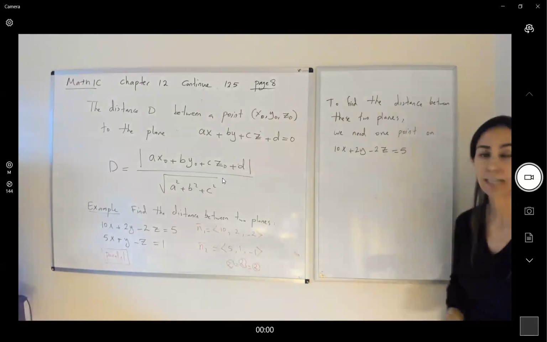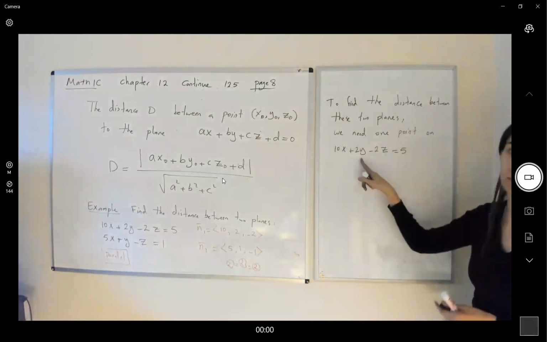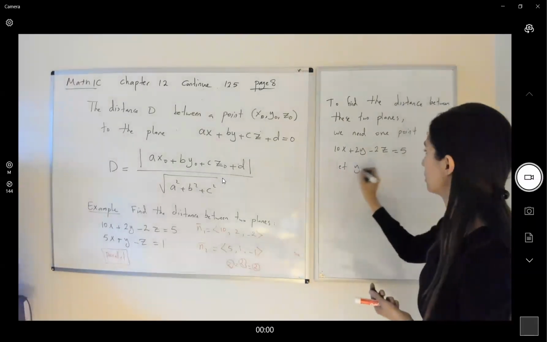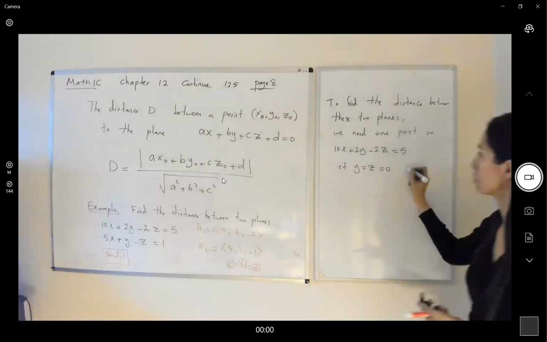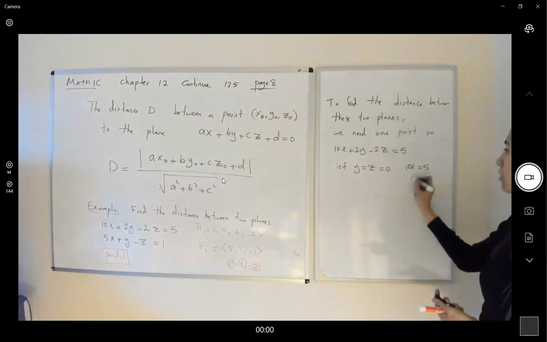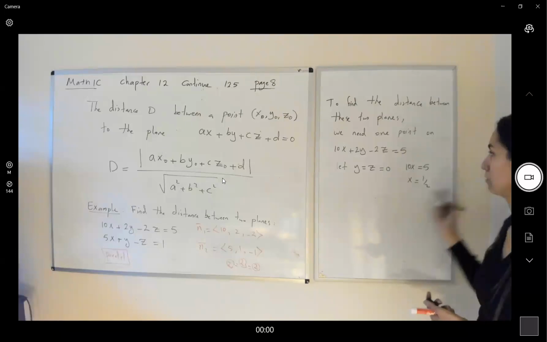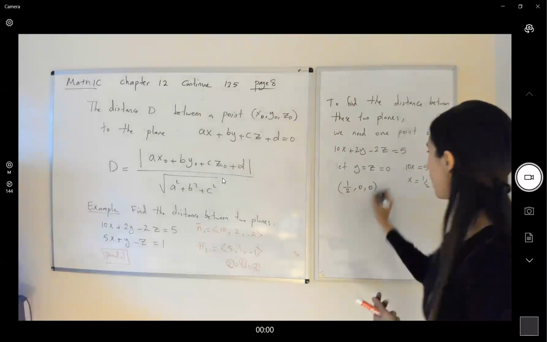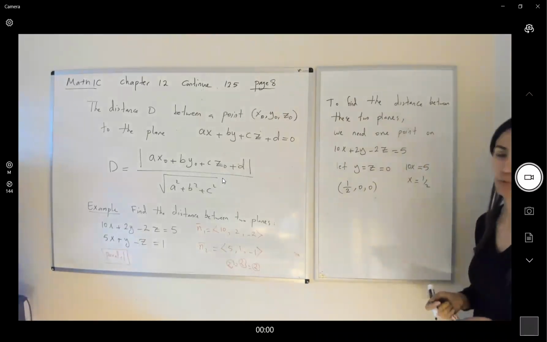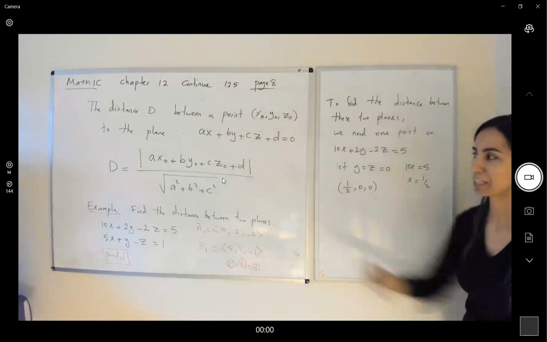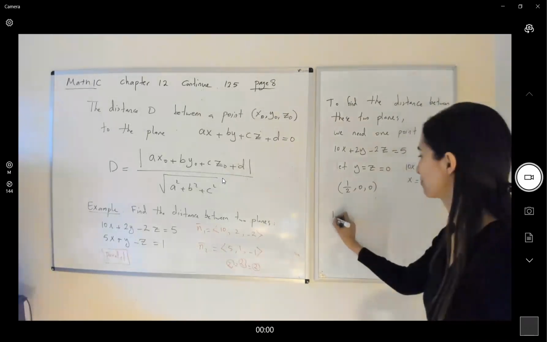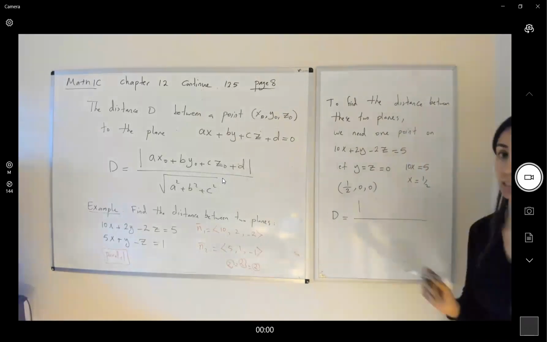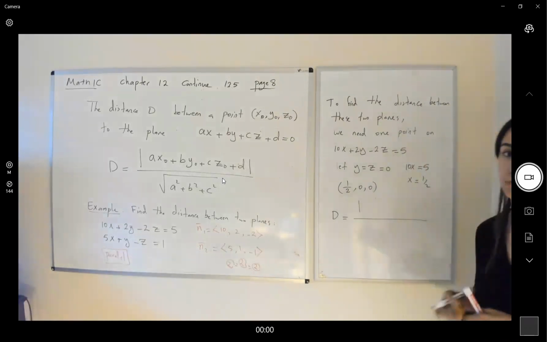How do we find that point? We can just say y is 0, z is 0, let y equal z equal 0. So 10x is 5, x is a half. That's 1 point on the plane. You get a half, 0, and 0. So you have your point, you have the equation of the second plane, just follow the formula. D is equal to the absolute value, since distance cannot be negative.